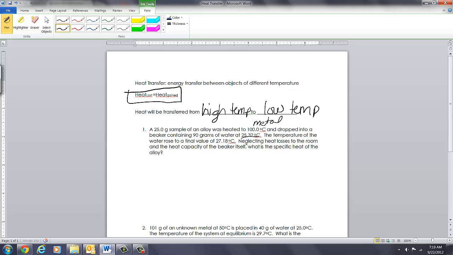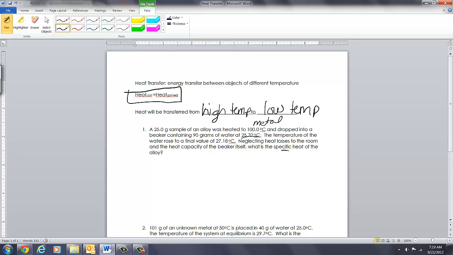Then this statement: neglecting heat loss to the room and the heat capacity of the beaker itself. That's saying if we wanted to go into this, we would have to say that we're losing some to the environment and that the beaker is absorbing some. We're saying no, we're not. Let's leave this problem really easy, and we're only looking at two things, the metal and the water.